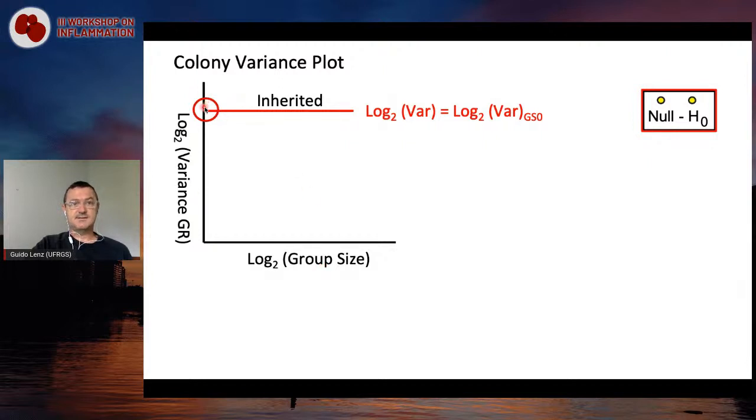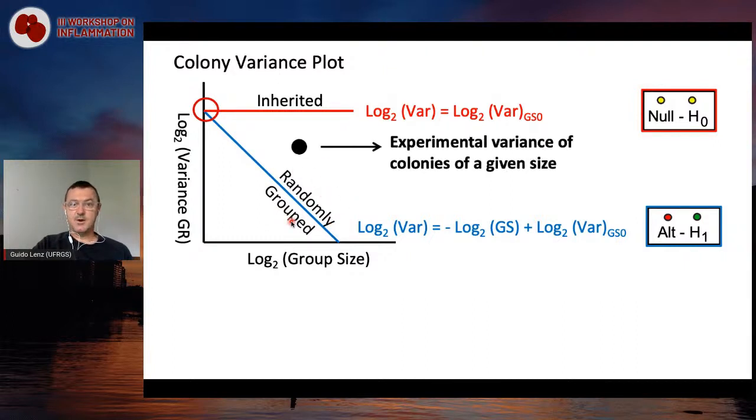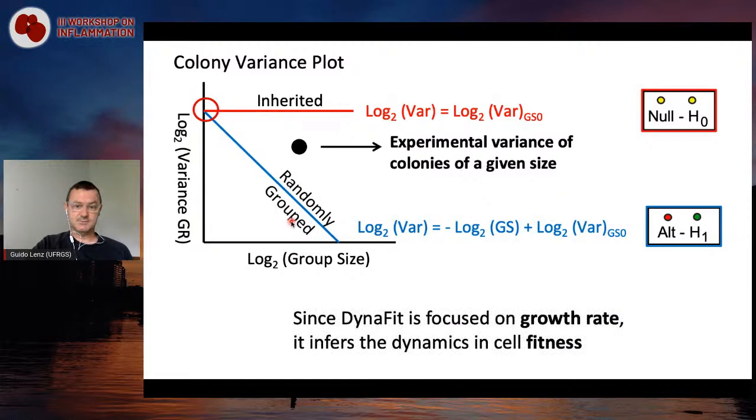So if it's inherited, if fitness or any other characteristic is inherited, we have a straight line that crosses the y-axis at the variance of the individual cells. And this -1 inclinated curve is formed by the randomly assembled groups, and we hope to see our data in between these two. So since DynaFit is focused on growth rate, we can say that we are measuring or inferring the dynamics of self-fitness.